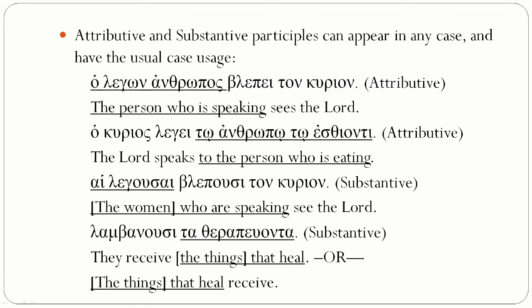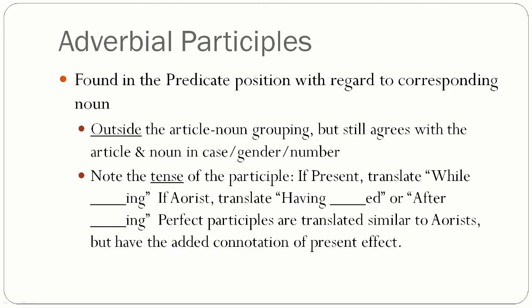All right, if you're ready to move on, let's go then to the third category of these participles. Here we have the adverbial participle. The adverbial participle is what I was talking about before. It is often translated as the dependent clause verb. These are very obvious.